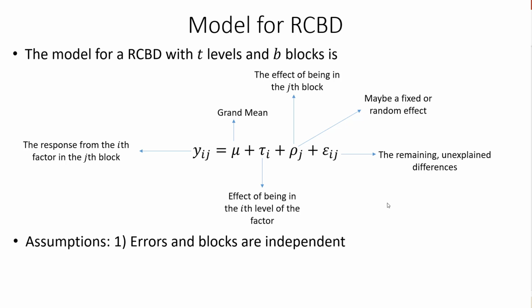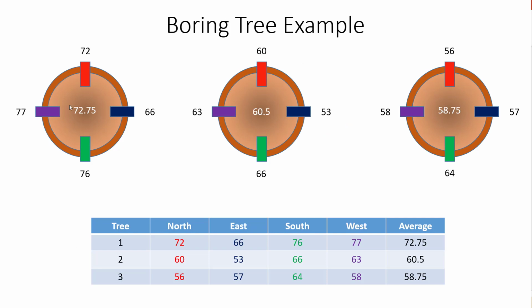And any model that we build is going to have some assumptions. The first one is that the error terms and the blocks are independent of one another. So tree 1 is independent of tree 2, is independent of tree 3, is independent of tree 4. So the overall thickness of tree 1 shouldn't affect or be influenced by the overall thickness of tree 2 or the overall thickness of tree 3. So we want the blocks to be independent of one another.